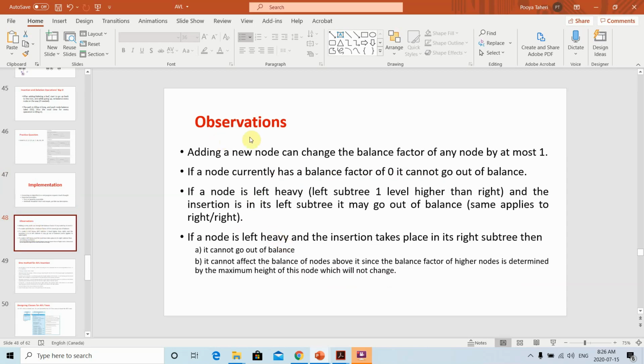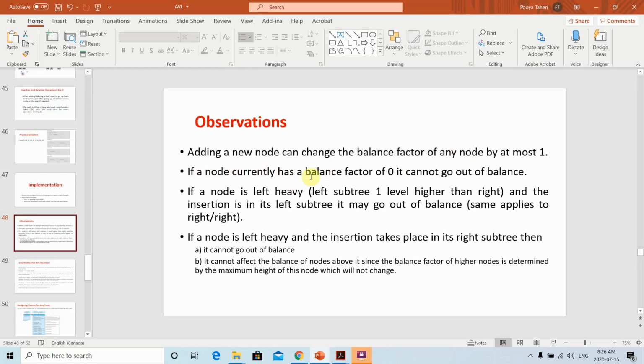Some observations that we can make: adding a new node can change the balance factor of any node by at most one, right? This is very obvious. If you insert a new node, the balance factor of any node can change at most by one. If it's zero, it can become one or negative one. If it's one, it can become either two or zero. If it's negative one, it can become zero or negative two.